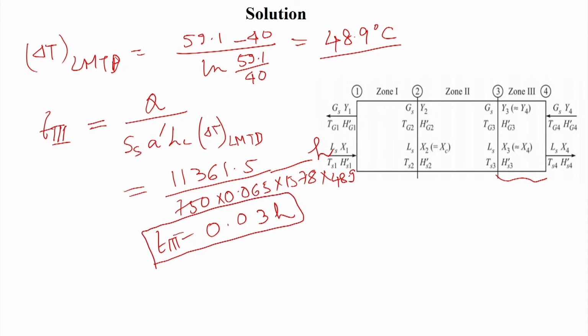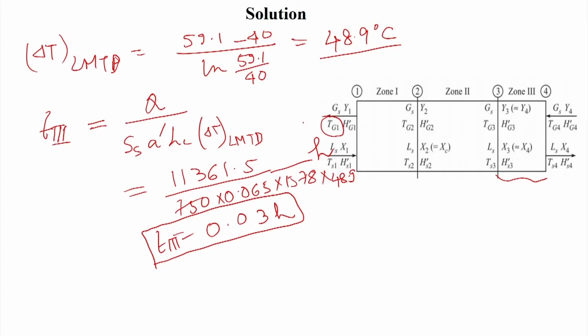Now, we will go to zone 2. In zone 2 first we need to get Tg1, because this temperature is not known.